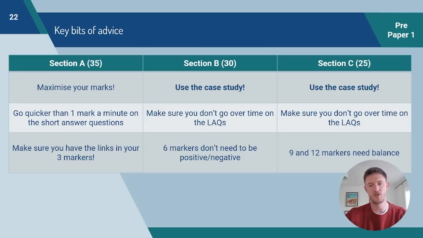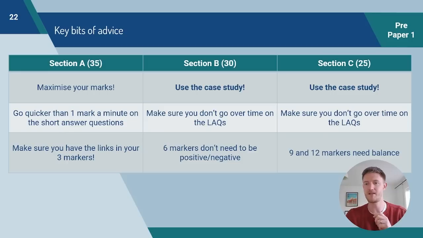I would say students should be trying to aim for 28 plus out of 35 on that section. It's going to be harder to get that level of percentage marks on the other sections, so it's really important you maximize Section A. Go quicker than 1 mark a minute and make sure you have enough links in your 3 markers. Sometimes students just get into the habit of writing 1 link. It's just a really easy way to lose a mark. It's not that difficult to just do 2 links in there. Use your BLT, that gets you 3, so then you've got a bit of space.